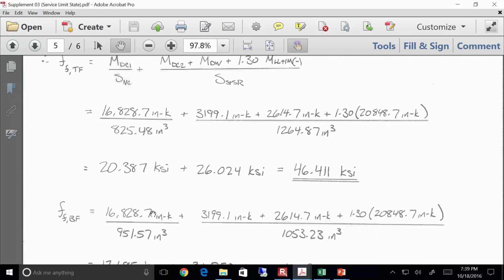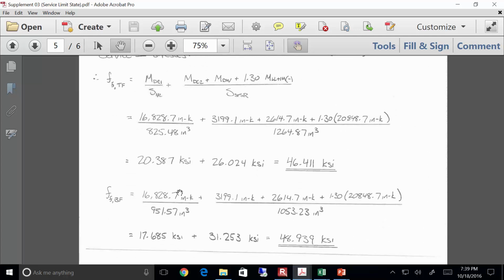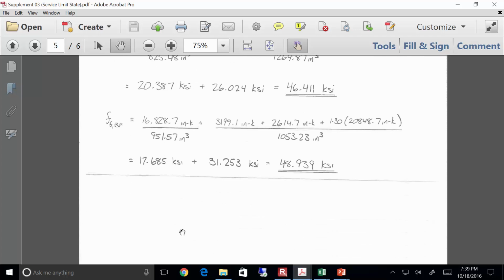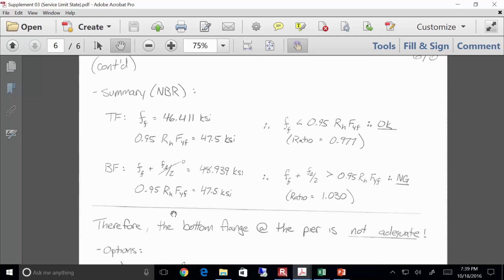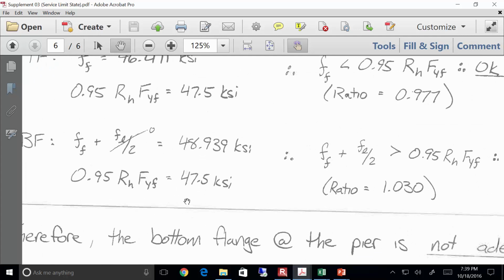Same story. Calculate the flange stress for the top flange and the flange stress for the bottom flange, and here's what I get. Anybody see a problem with that? Look at this number. If I go and summarize that out, what happened? The bottom flange is carrying 48.9 KSI. That's more than it can handle. So this entire time, for this entire semester, we've been using a bridge that's no good, because it fails the service check right there.